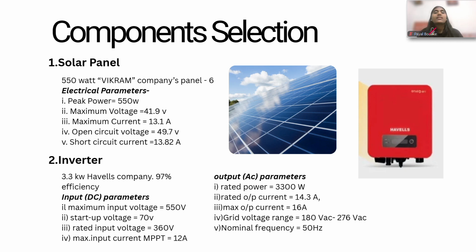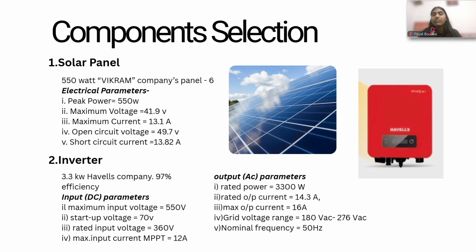So the next step is component selection. First one is solar panel. 550 watt Vikram company's panels are selected. Their electrical parameters are: peak power is 550 watt, maximum voltage is 41.9 volt, maximum current is 13.1 ampere, open circuit voltage is 49.7 volts, a short circuit current is 13.82 ampere.